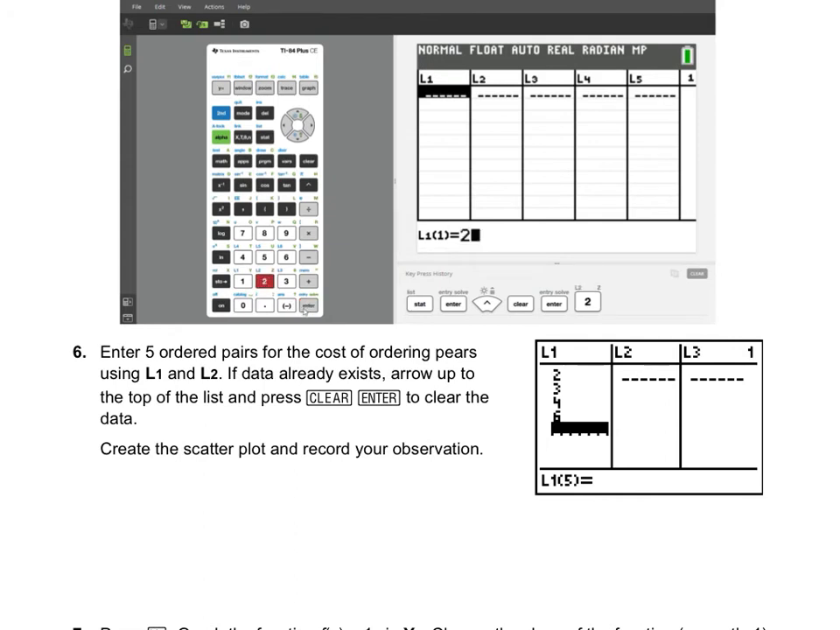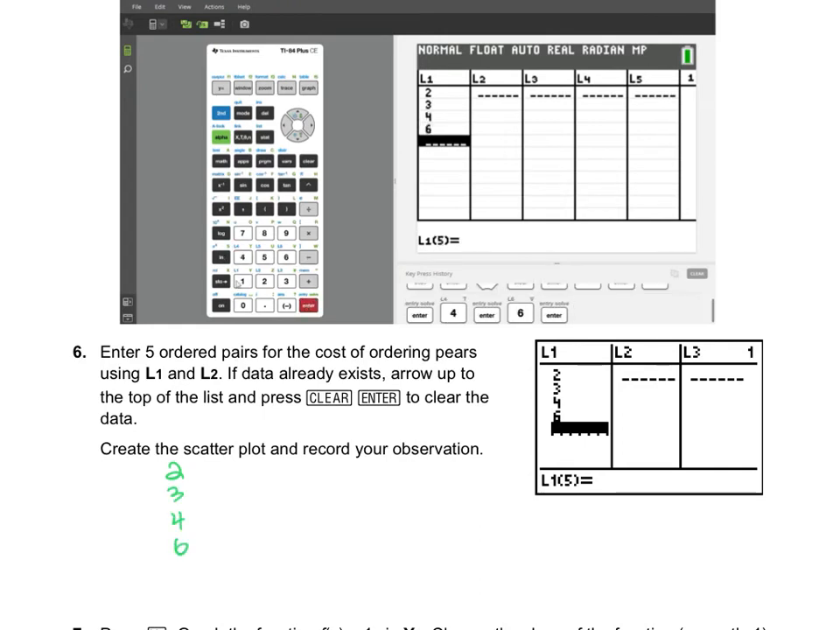So what we figured out already was that 2 pairs cost $3. So I'm going to enter 2. But I'll keep entering data, 2, 3 pairs, 4 pairs, 6 pairs, and 10 pairs. And you're hearing my mouse click because my audio is together this time.